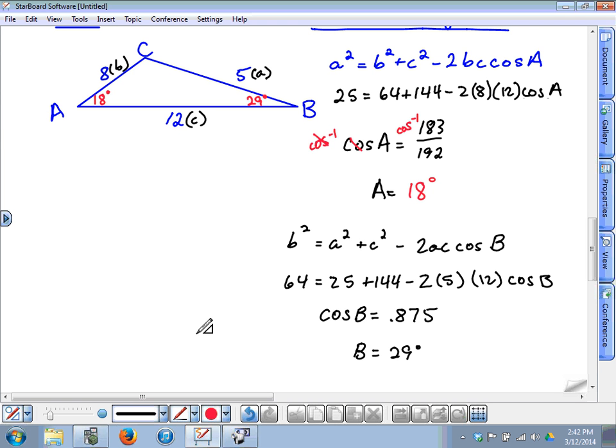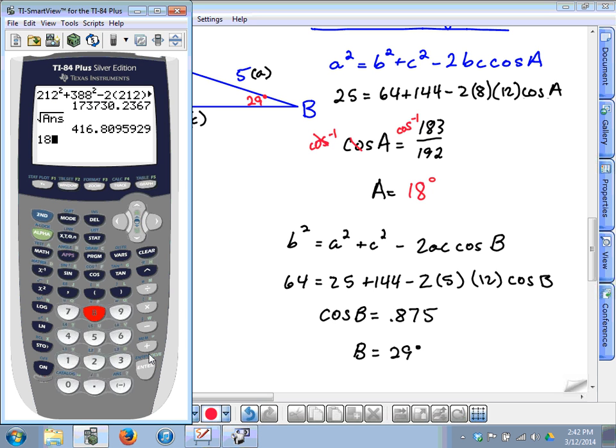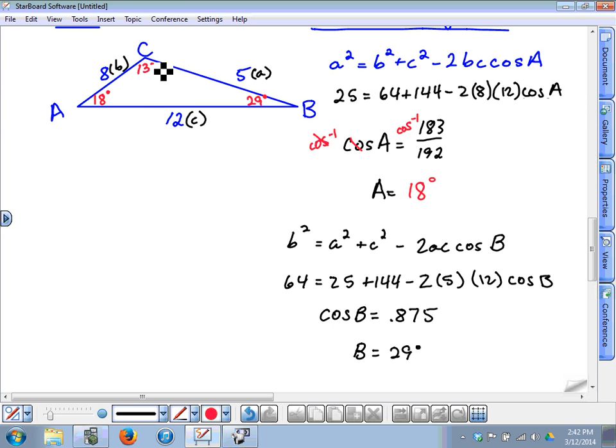Now at this point we can stop using law of cosines because there's only 180 degrees in a triangle. So if we add the two that we have, 18 plus 29, 47, and subtract that from 180, we get 133 degrees.